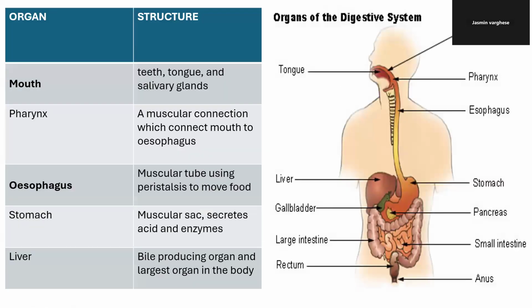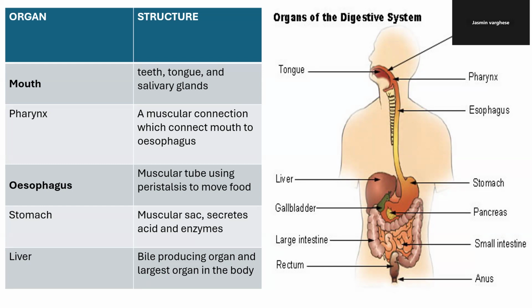When it comes to organs of the digestive system, as I said, the mouth includes teeth, tongue, and salivary glands. Pharynx, that's the second one, a muscular connection which connects the mouth to the esophagus. Next is the esophagus, a muscular tube using peristalsis to move food. Then stomach. The stomach is a muscular sac that secretes acids and enzymes.